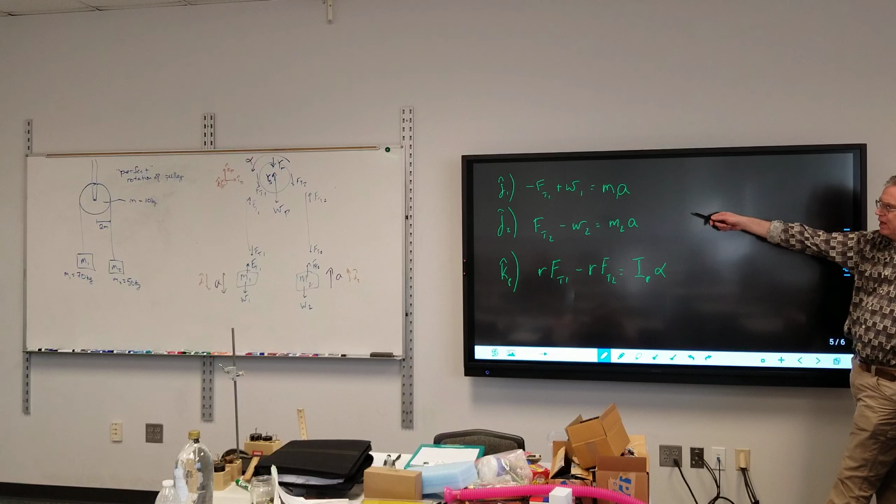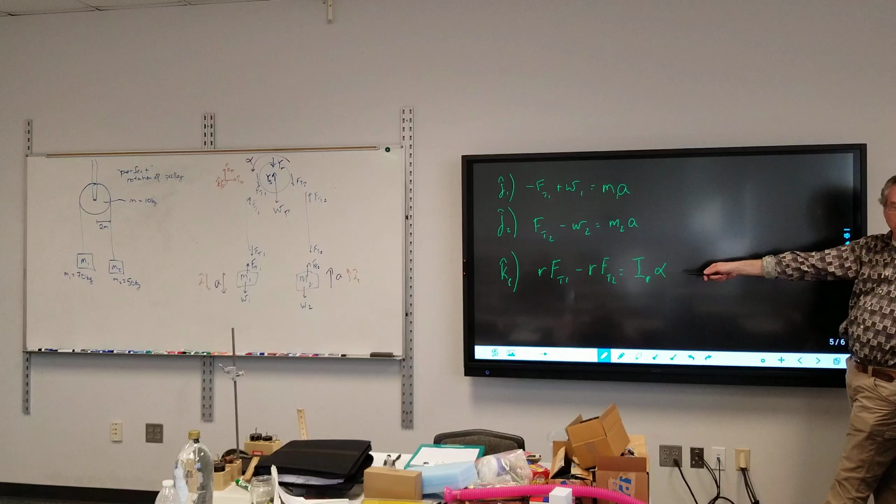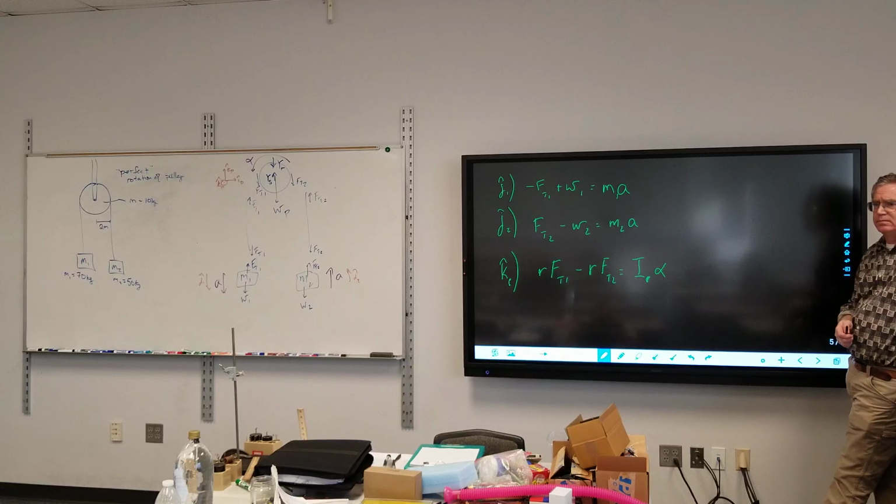The first two we're plugging in F equals ma. This one we're plugging in tau equals I alpha. Tau.